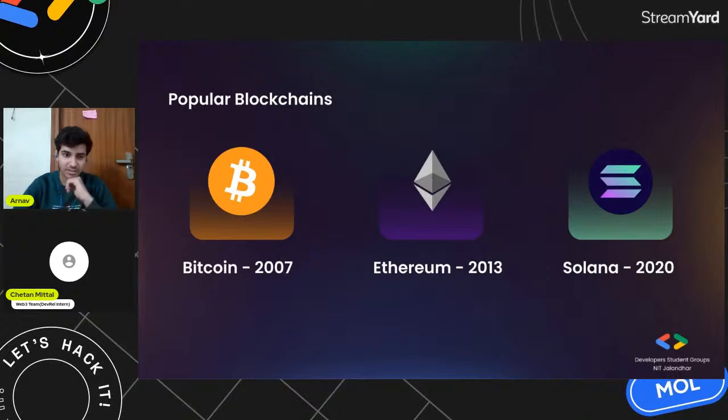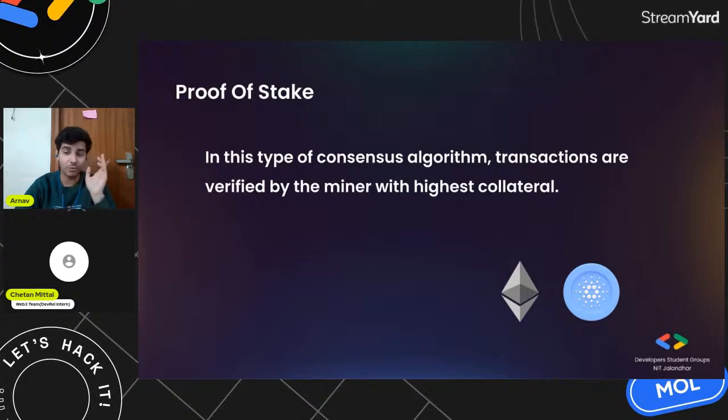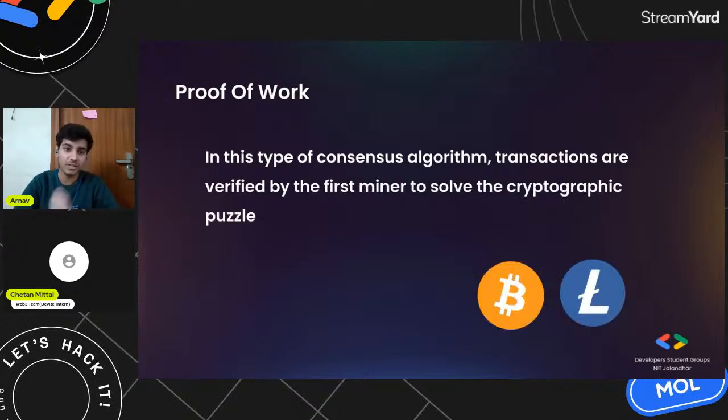What is a consensus algorithm? It's proof of work. There's proof of stake, and there's something called delegated proof of stake as well. But let's come over that. Basically, in proof of work, the node that has done the most computational work, we consider its block as the final block.